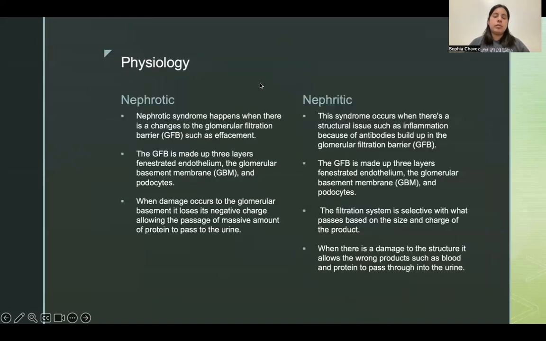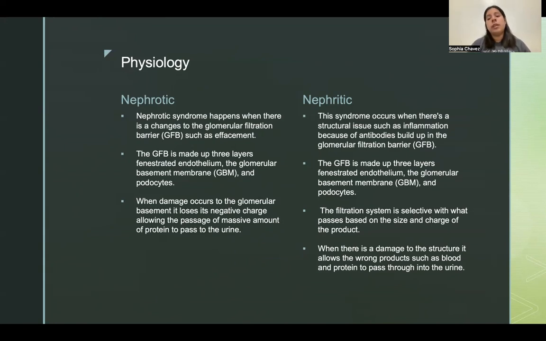So the physiology for nephrotic syndrome happens when there are changes to the glomerular filtration barrier, such as effacement. So what effacement means is a thinning or changing of the capillaries. The GFB is made up of 3 layers: fenestrated endothelium, the glomerular basement membrane, and podocytes. When damage occurs to the glomerular basement membrane, it loses its negative charge, allowing the passage of a massive amount of protein to go into the urine.